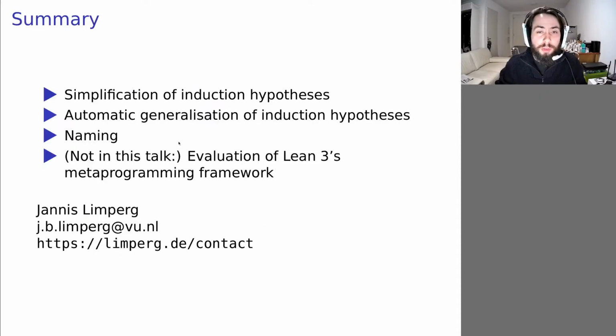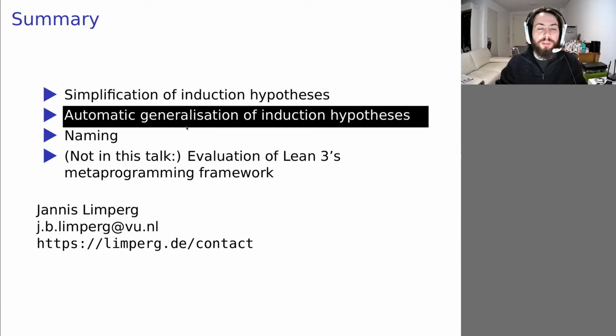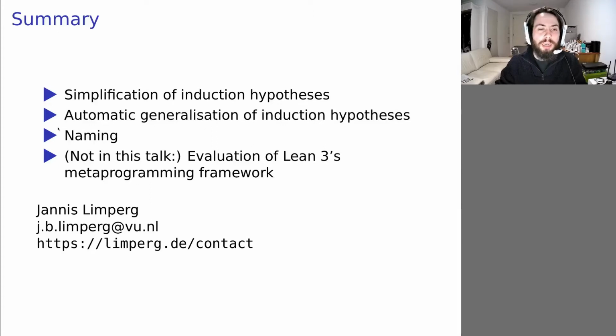So these are the three things that the new induction tactic does better than state-of-the-art induction tactics. It simplifies induction hypothesis further. It automatically generalizes induction hypothesis as much as possible, although not too much. And it has some improved naming rules. Also in the paper, but not in this talk, is an evaluation of Lean 3's metaprogramming framework, because this tactic was entirely implemented in Lean 3's metaprogramming framework. And I wrote up some of the issues that I encountered with this framework. So if you want to do metaprogramming in Lean, then it might be reasonable for you to read that section as well.